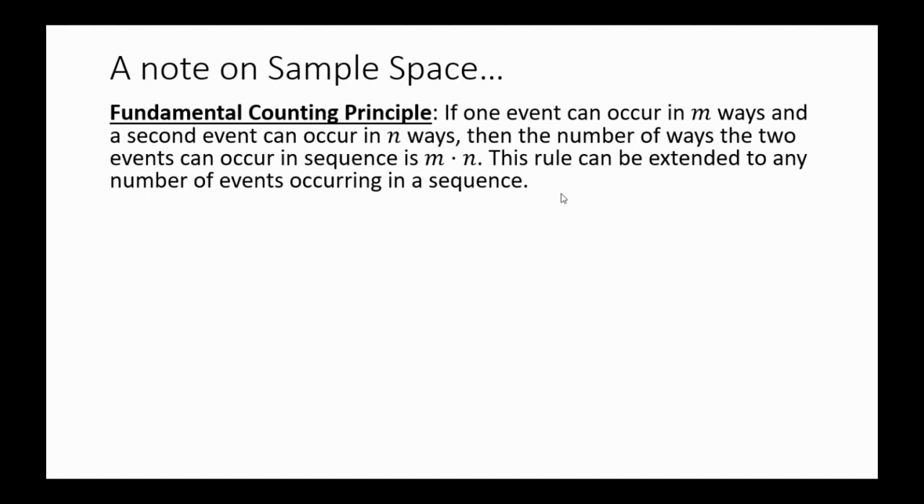Okay, so what the fundamental counting principle says is that if one event can occur m ways, and another can occur n ways, to find the number of combinations of m and n, you just multiply m times n. That's what the fundamental counting principle says. And it can be extended to any number of events occurring in a sequence.